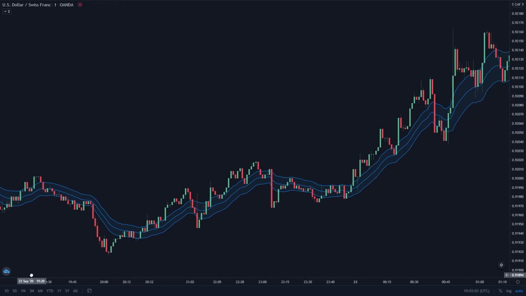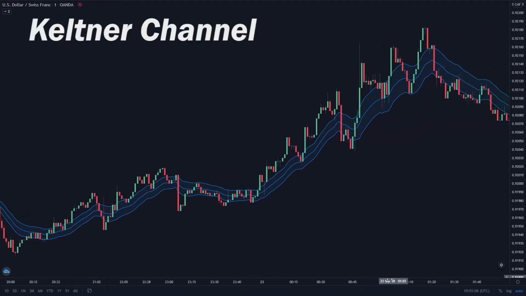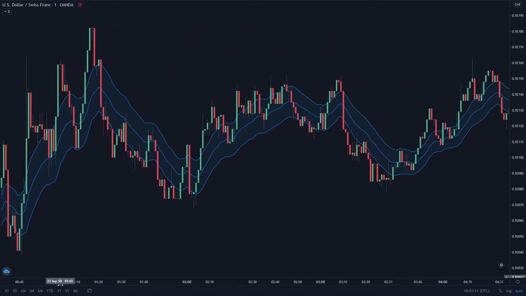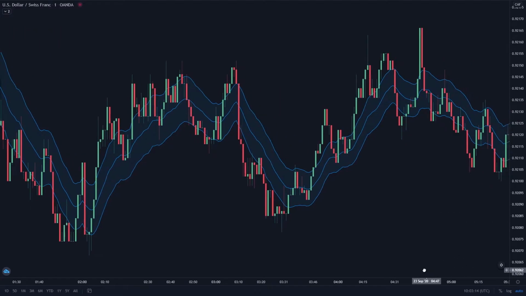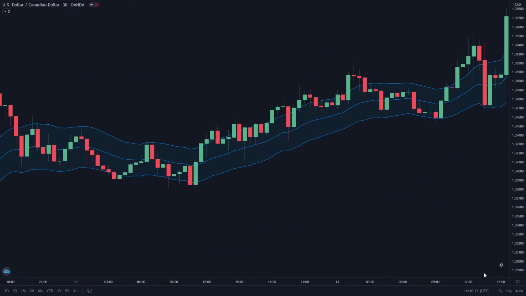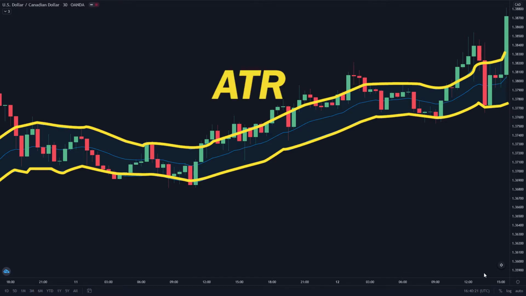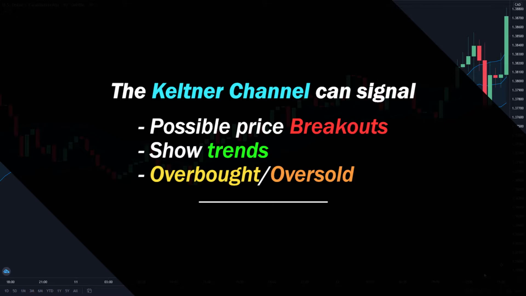So the next indicator that I am backtesting is the classic Keltner channel. The Keltner channel is an indicator with upper and lower bands which adapts to changes in volatility by using the ATR. It consists of 3 separate lines. The middle line is an exponential moving average, and the 2 outer lines are based on the ATR. The Keltner channel can be used to signal possible price breakouts, show trends, and give overbought and oversold readings. But you have to use different techniques when finding each one of these, because there are a lot of ways that you can utilize the Keltner channel.